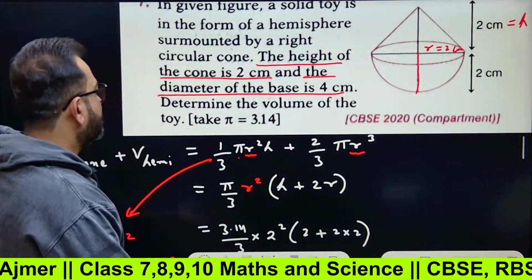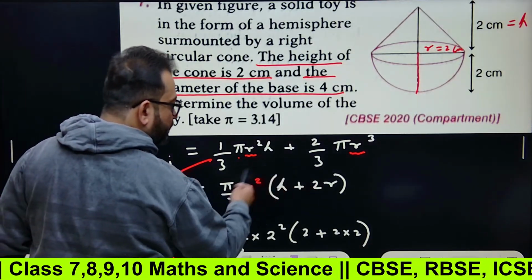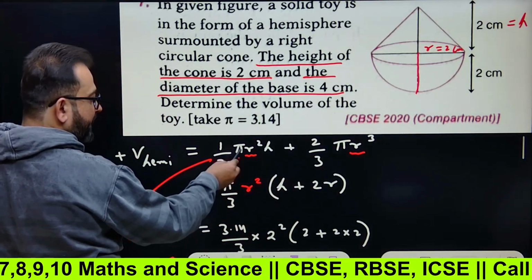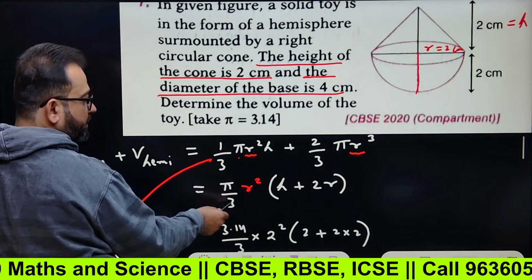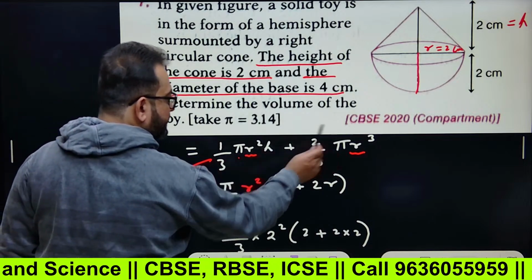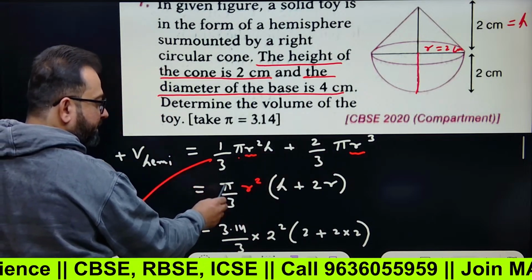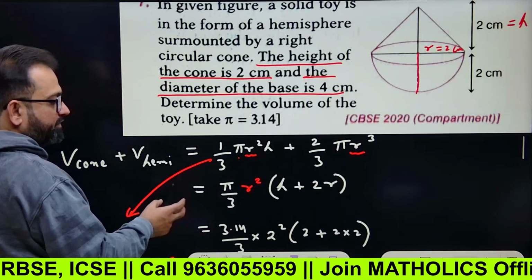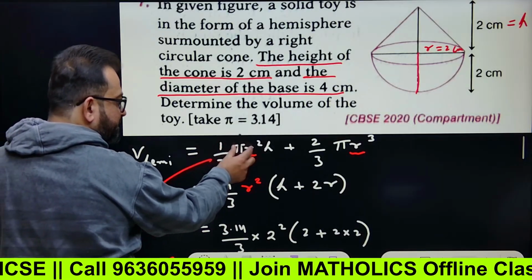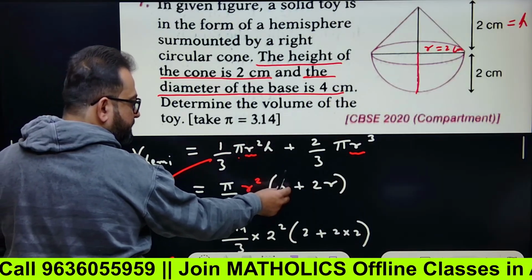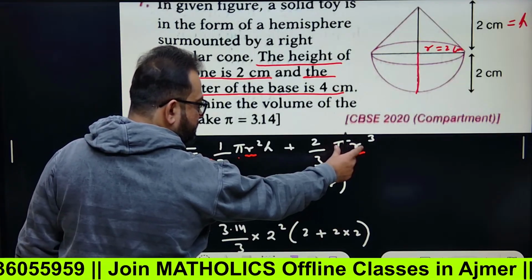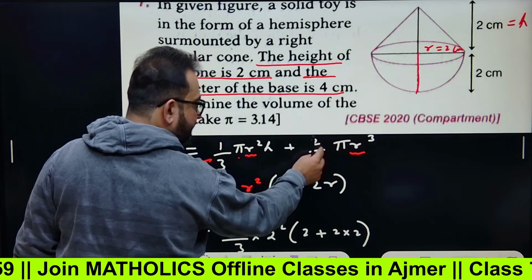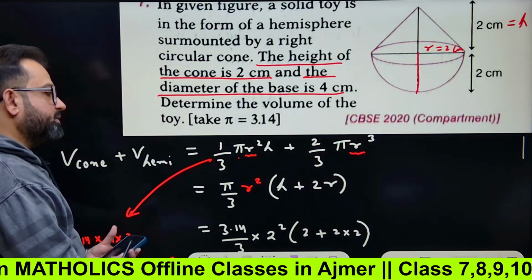So now what is common in both of these two terms? See, pi upon 3 is common, r square and r square is common. So pi by 3 r square is common. Now what's left in the bracket? Here it is h, plus pi r square is common, r is left, 2 is left. So 2r will be there. Okay. Simply now put the values.